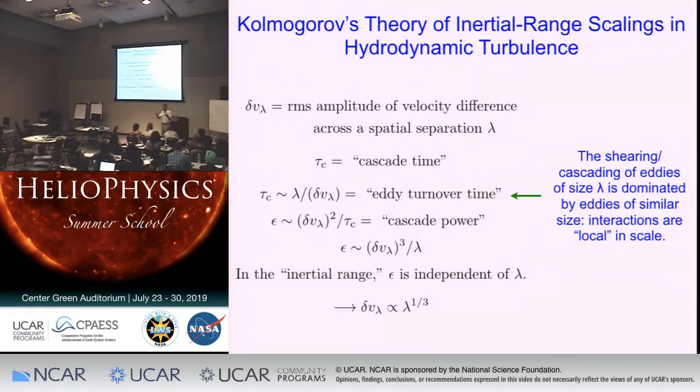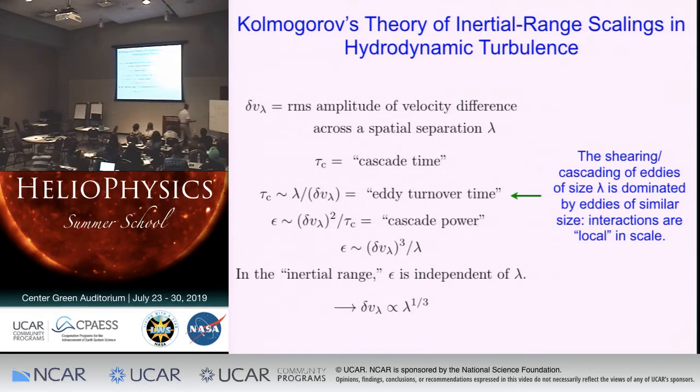Say I have eddies of size, in some unit, 8, 4, and 2. If the rate at which the eddies of size 8 give energy to the eddies of size 4 is not the same as the rate at which eddies of size 4 give energy to eddies of size 2, what's going to happen? I'm going to build up energy in the eddies of size 4, which I can't do in steady state. Steady state has everything steady. So that energy cascade power is constant.